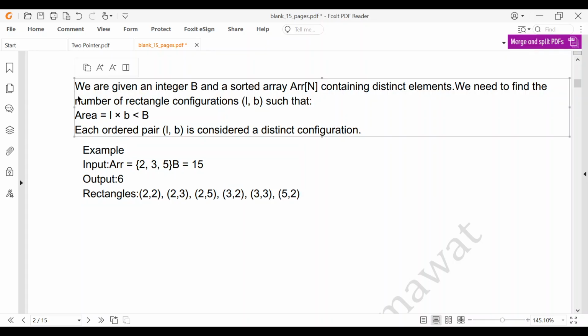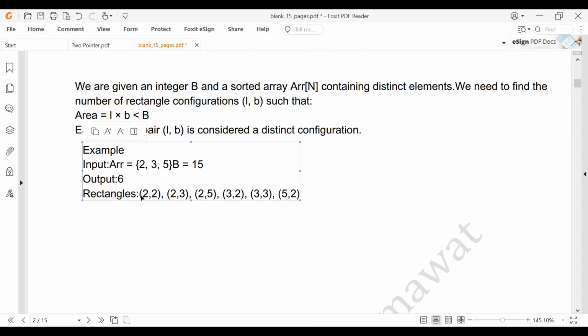So we are given an integer and an area, and we need to find the ordered pairs which are considered distinct configurations. For example, if the array given to me is 2, 3 and 5 and the area given to me is 15, I need to calculate the number of ordered pairs that can be configured from here. Pair 2 and 2 gives us 4, and 4 is lesser than B. Then 2 and 3 is 6, again lesser than B. 2 and 5 is 10, and 10 is lesser than 15.